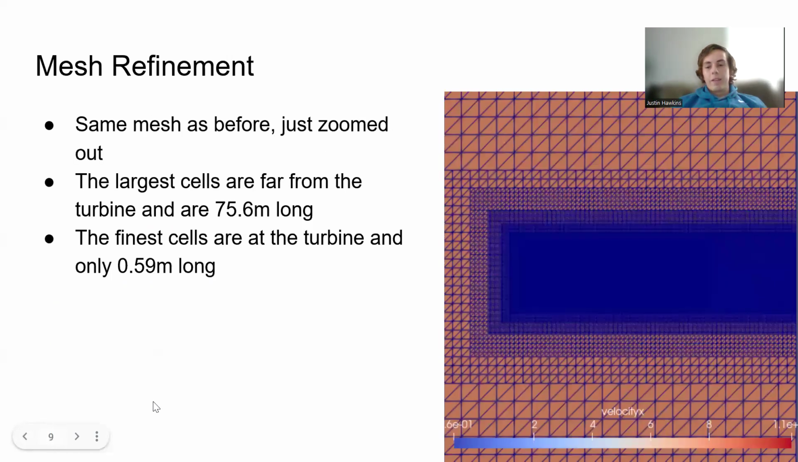And then for perspective, here's the zoomed out mesh for that same simulation. Very far away from the turbines, the cells are about 76 meters long. These are cubic cells, so one side length is about 76 meters, which is crazy big. And then as you move closer to the turbine, the cells get smaller and smaller, and at the turbine, the smallest cells are only about 0.6 meters long. So that's just the way we deal with computational cost and efficiently use our cells.